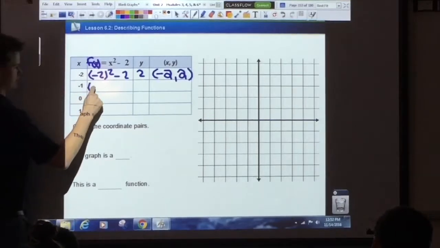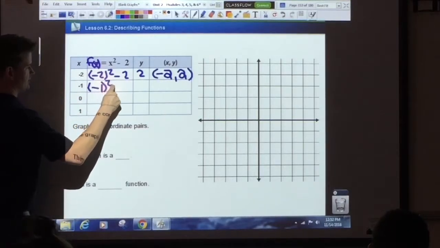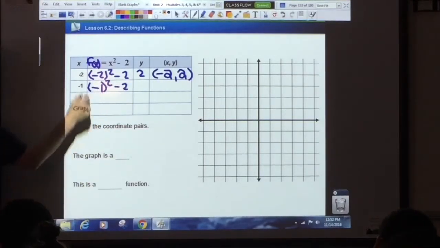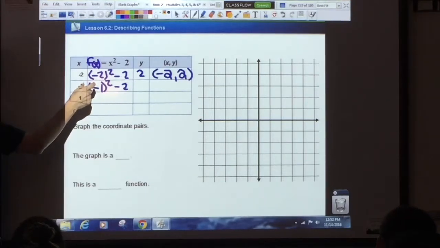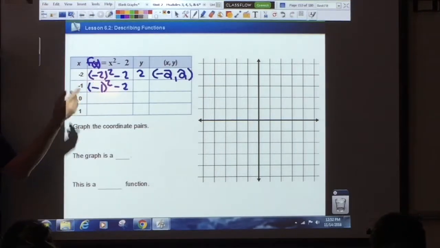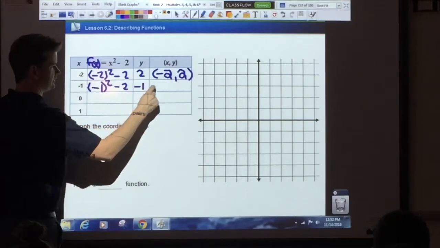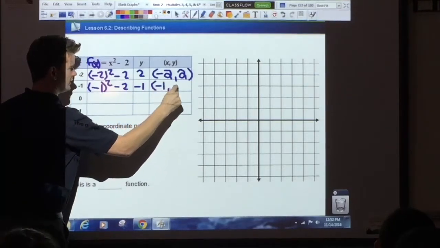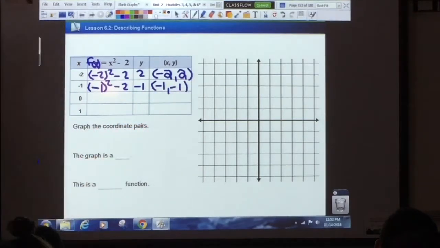Then I just repeat the process. You have to be careful when you're doing this. That's the only place you can really make mistakes. -1 squared, 2 negatives, we multiply and make a positive. So 1 minus 2 gives me -1. That's -1, comma -1. And you just repeat the process.